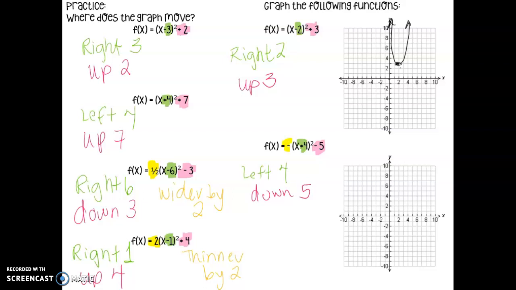And I also have an a value here. My a value is negative. If there's nothing there, it's a negative 1. So if our a value is negative, you should know this already, our graph flips over. Our graph will open down. Let's find our new vertex. Start at (0, 0). Go left 4 and down 5. And our graph will open down. And those are your transformations of quadratic functions when your function is written in vertex form.